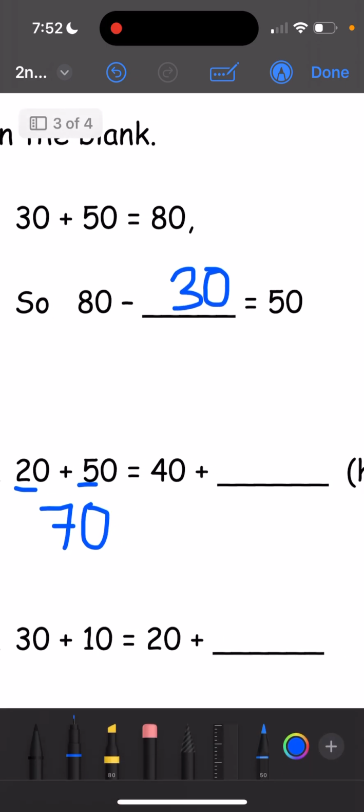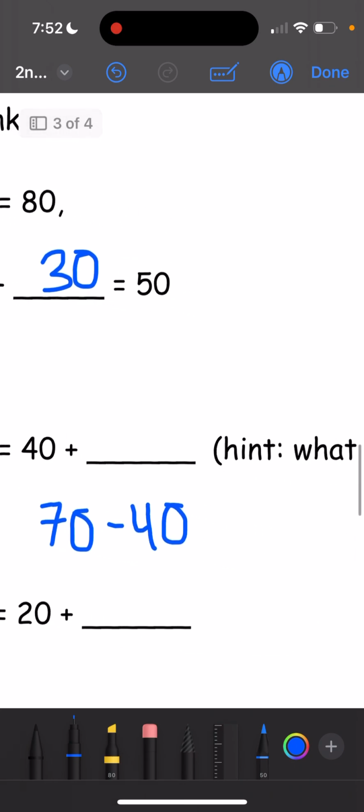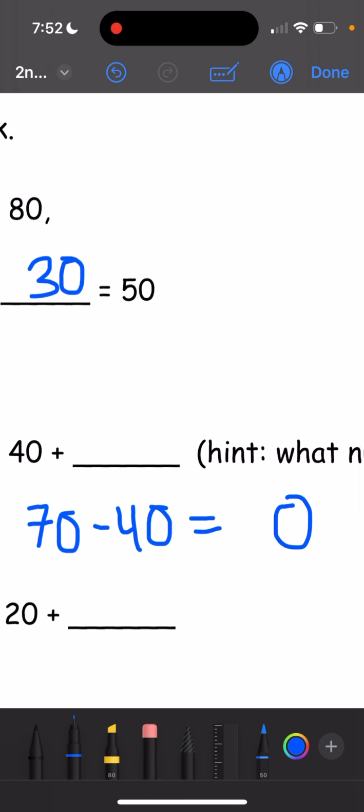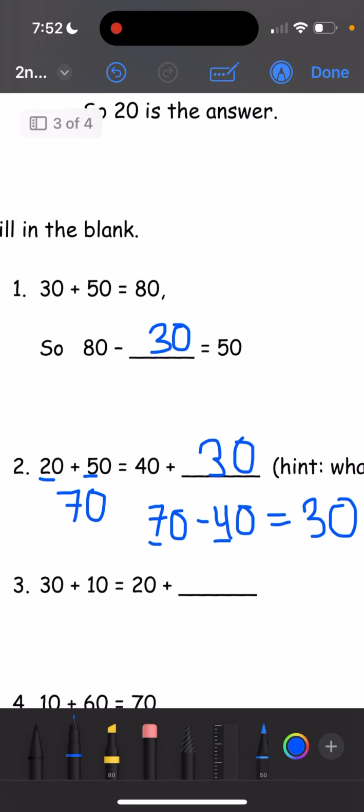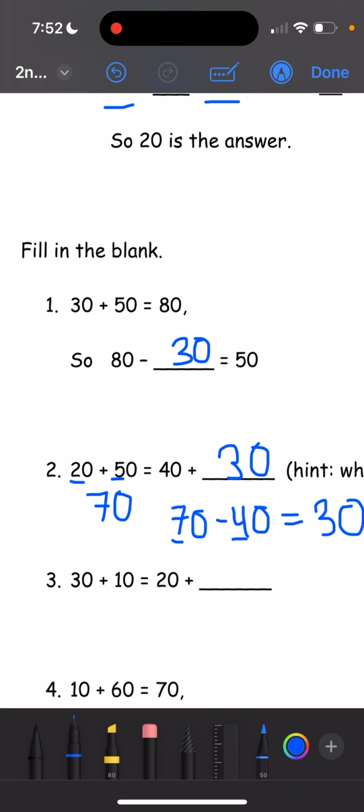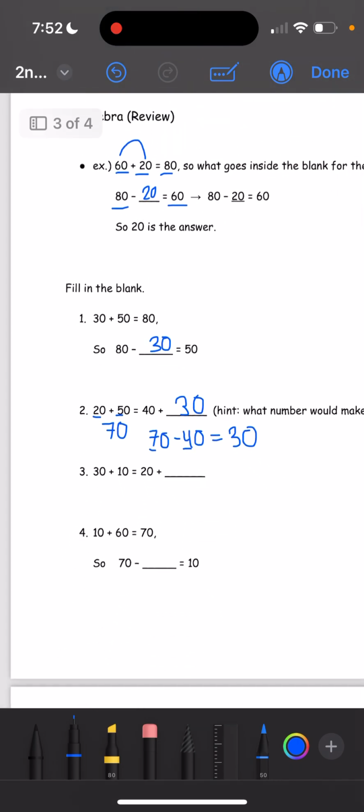But we have to find a number where 40 plus some number equals 70. So 40 plus what equals 70? To figure that out, you can do 70 minus 40. So the ones place is 0, 0 minus 0 is 0, and 7 minus 4 is 3. So that is 30. 20 plus 50 equals 70, and 40 plus 30 also equals 70, so it is equal.